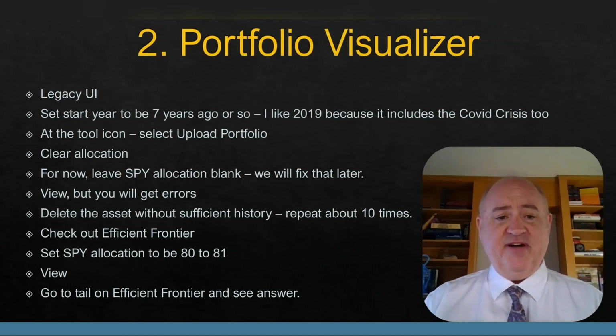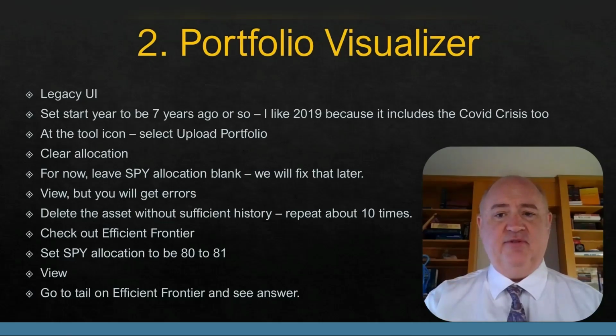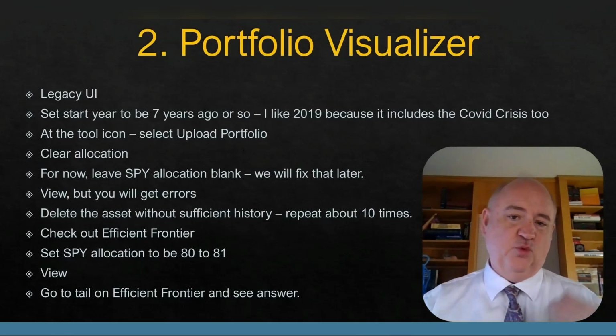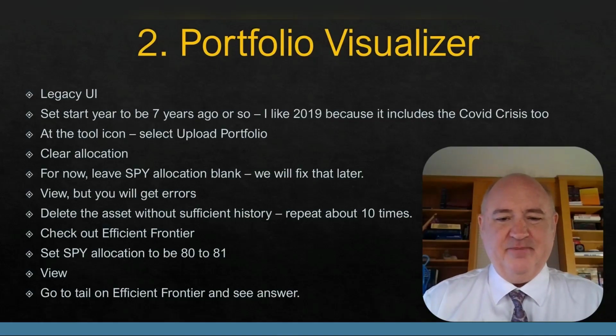When we run it, we're going to find equities. We're going to find tickers. We're going to find assets that don't have a full 7 years of history, and we're going to go get rid of those. I know we ruled that out in the Fidelity search, but some still get loaded. This probably gets about 10 of them.